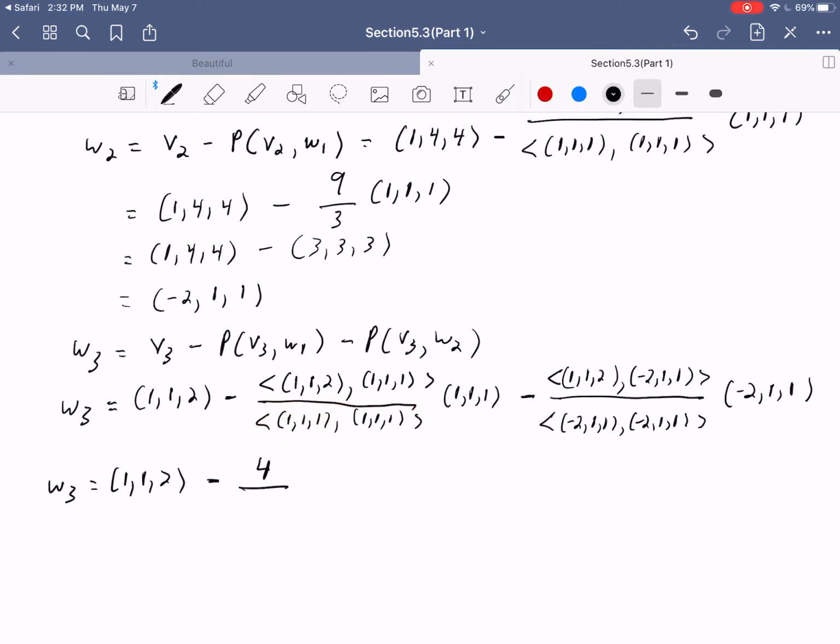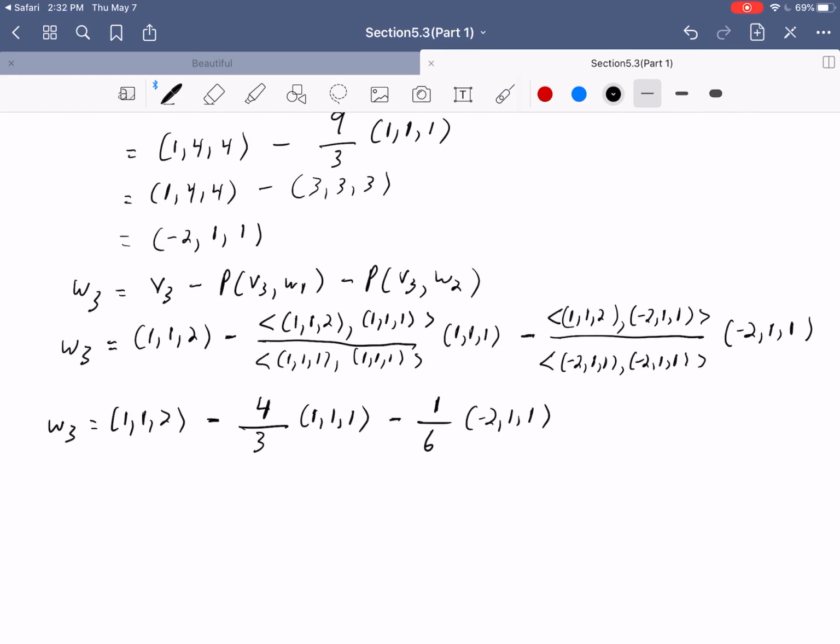This came out as 3 there, times (1, 1, 1). And then we're going to subtract here. Looks like we'll get negative 2, and then 2 and 1, so it looks like we'll just get a 1 up top. And then down here, looks like we should get 4, 5, and then 6. So minus 1/6 times (-2, 1, 1). Okay, so for W3, looks like everything's going to be in denominator of 6, so I guess I'll just get ready for that.